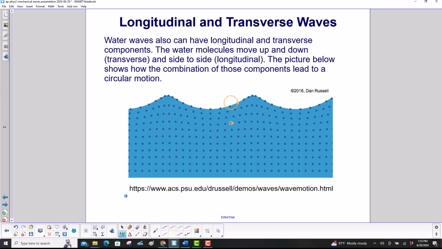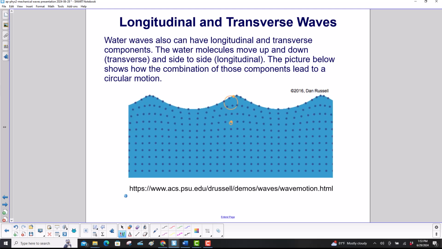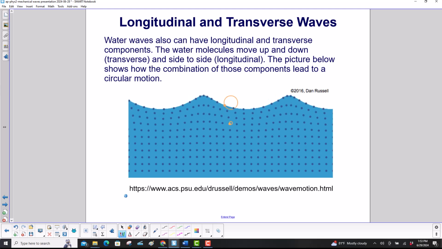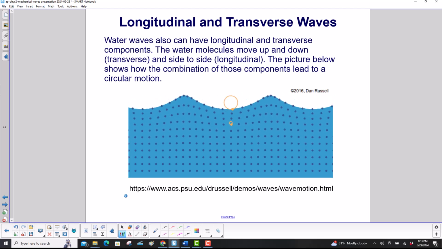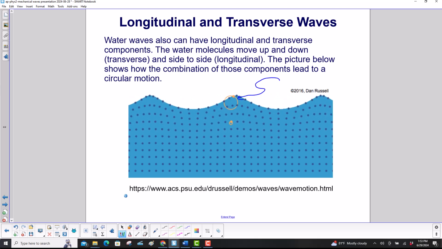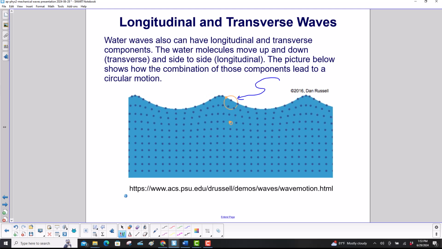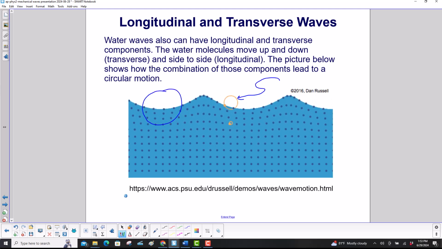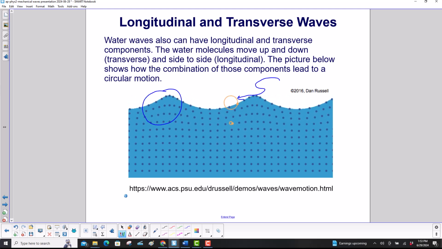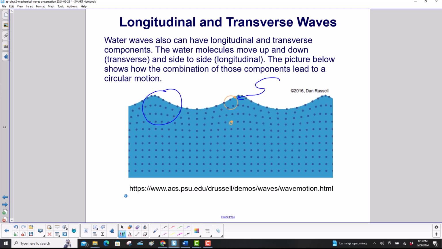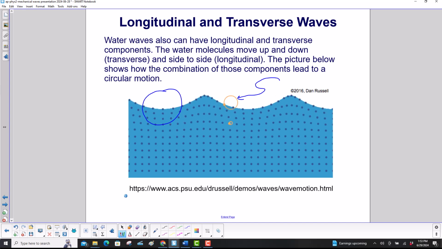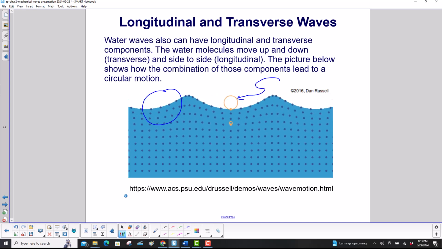The water molecules move up and down, which is transverse, and side to side, which is longitudinal. The picture below shows how the combination of those two components lead to a circular motion. So just look right there, that little yellow dot. It goes up and down, and you can look at any of these others, and you can see they're not moving any closer to the shore, hopefully. So they move up and down, which would be what? That would be transverse. But they're also being pushed to the right, so that's longitudinal. You combine those two and you get a circular motion.